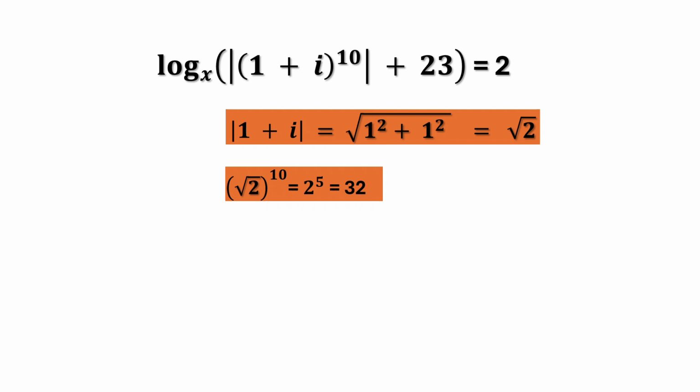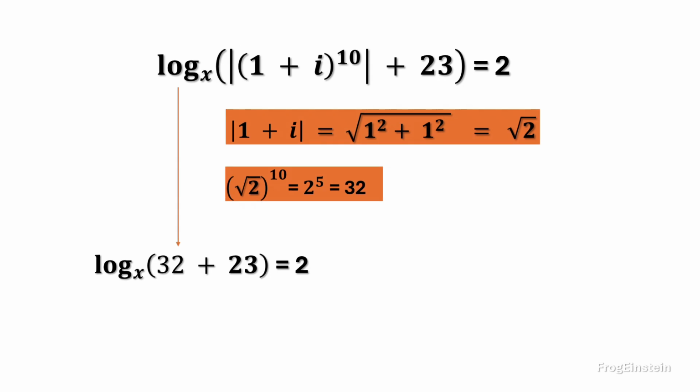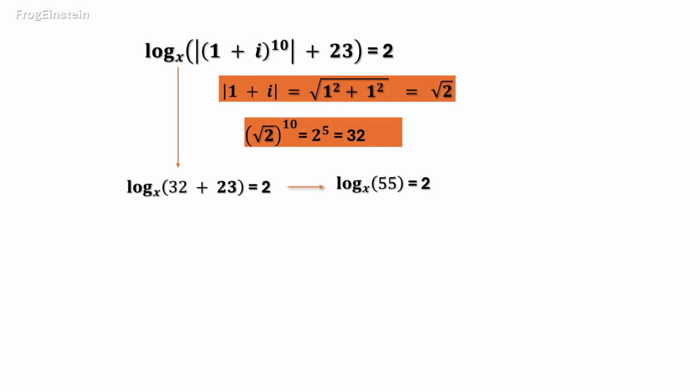Let's drop this back into the equation. Now we have log base x of 32 plus 23 equals 2, which simplifies perfectly to log base x of 55 equals 2. Now stop right here. What does this log actually mean?